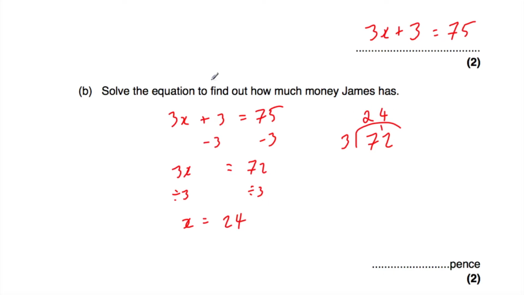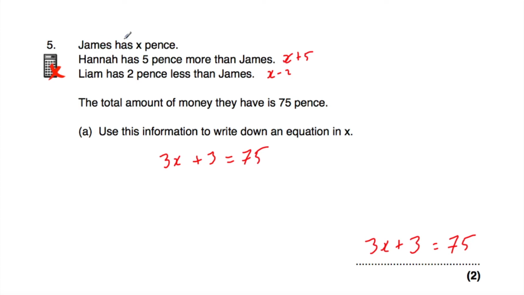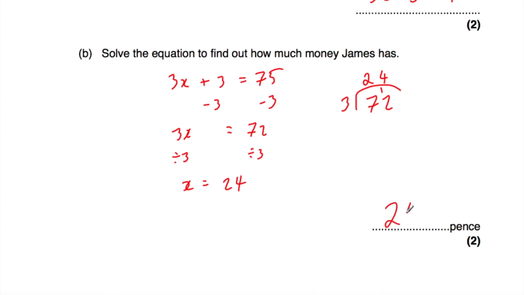Now the question says solve the equation to find out how much money James has. Let's just check and see if James is the x. And if we do, yep, James has x pence, so James has 24 pence. So let's write that down. James has 24 pence. And that's it.